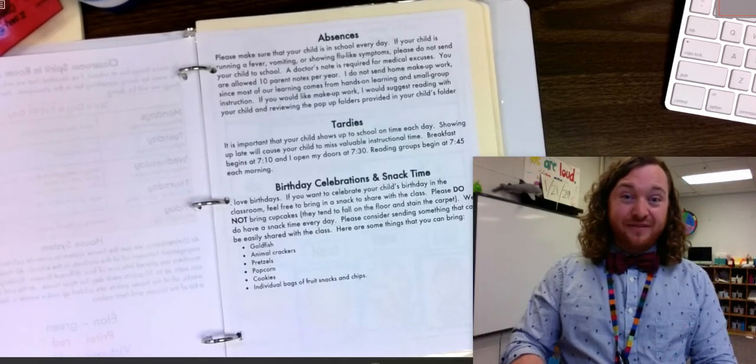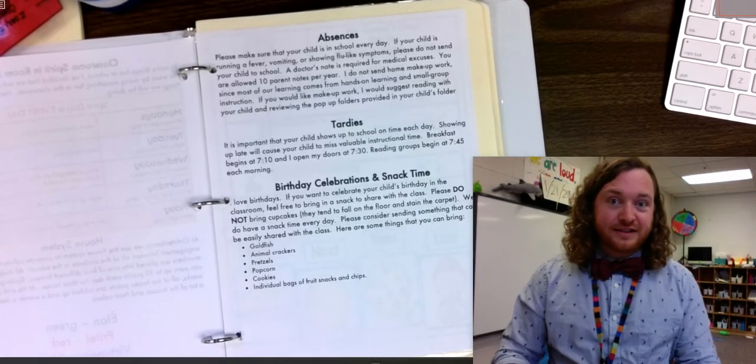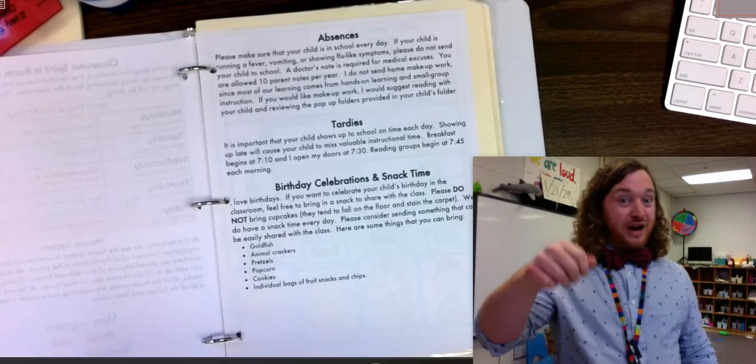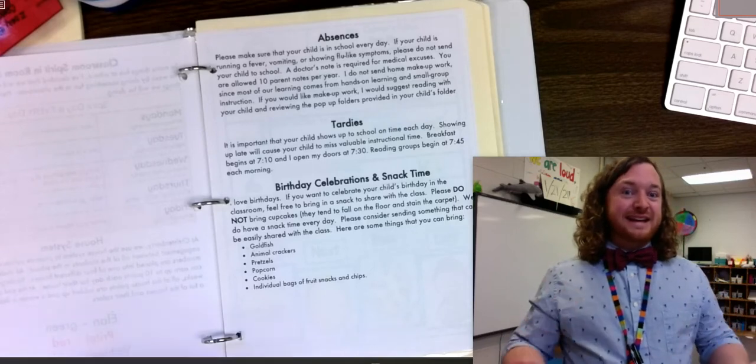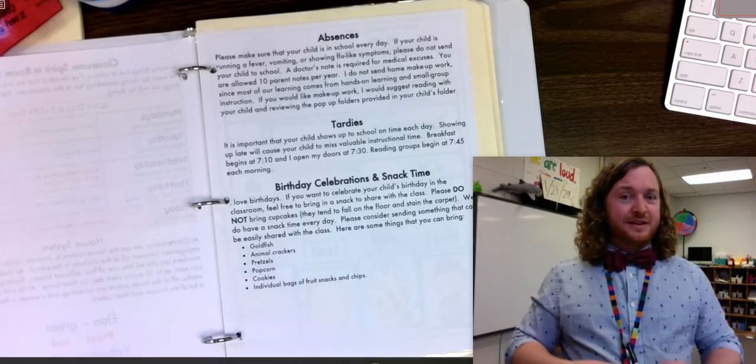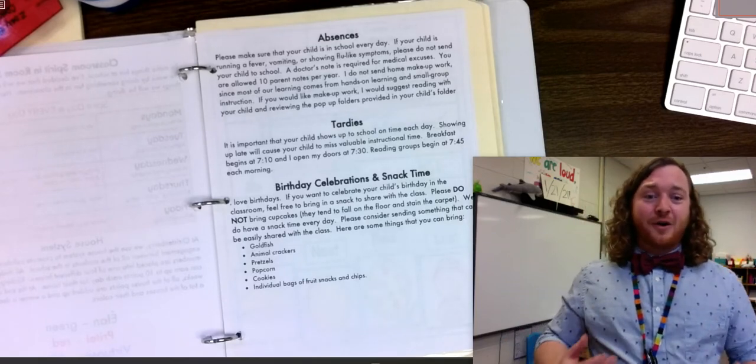At 7:45, we're already doing reading groups, okay? So if your child is coming into my class after 7:45 with a breakfast, that means they're going to be eating instead of being in their small reading group. Does this kind of make sense a little bit? So I need you to make sure your child is here on time.